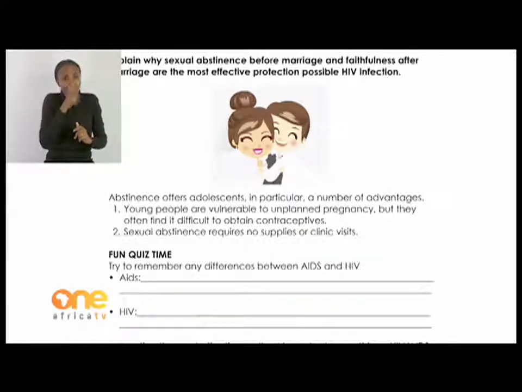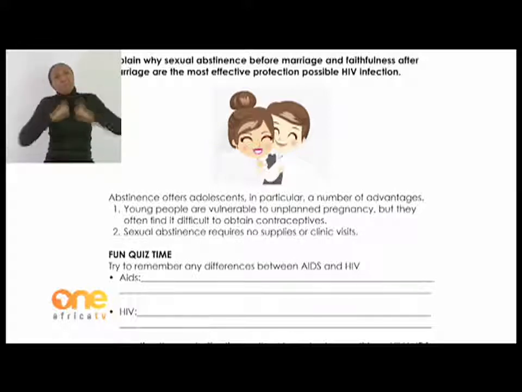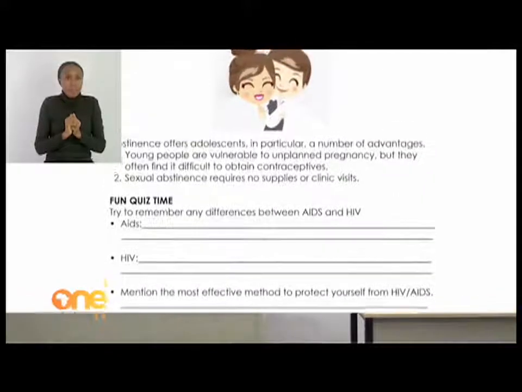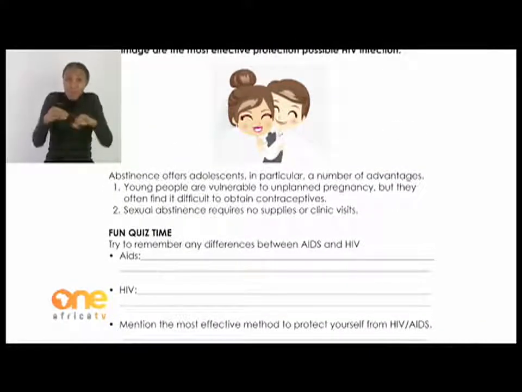It prevents you from getting unwanted pregnancies, or let's say teenage pregnancies. It also saves you time and energy to go to the hospital to look for contraceptives, or it also prevents you from getting other sexually transmitted diseases. Sexual abstinence requires no supply or clinic visits. Being faithful to your partner in marriage means that you are saving your family from getting HIV and AIDS, and you are also saving other families from getting HIV and AIDS.